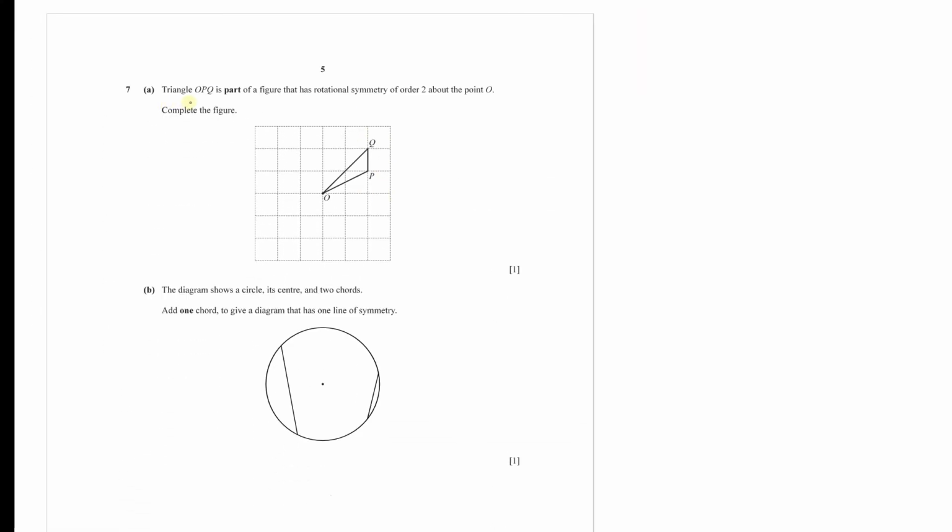Question 7, part A is triangle OPQ is part of a figure that has rotational symmetry of order 2 about the point O. Complete the figure. So that means if you divide your full circle, which is 360 degrees, by your rotational symmetry order, which is 2 here, you get 180 degrees. So that means this shape will repeat after every 180 degrees. So if I rotate it 180 degrees like this, I will get this. I have to draw this shape here as well. And then another 180 degree rotation will bring me back full 360 degrees back into the original position.